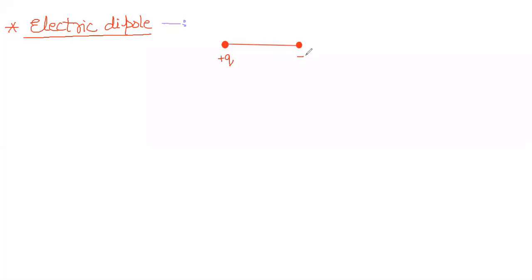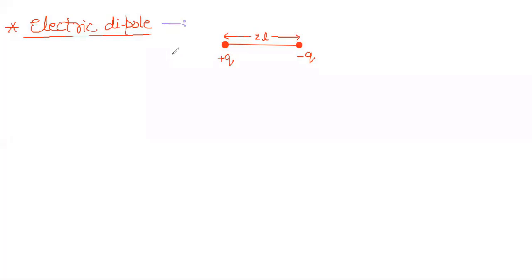This is plus Q and this is minus Q. Equal magnitude, but the sign is opposite and they are kept at a very small distance. Then this arrangement we will call the electric dipole. For our simplification, we will consider the distance between them as 2L or 2A. So this is the electric dipole.